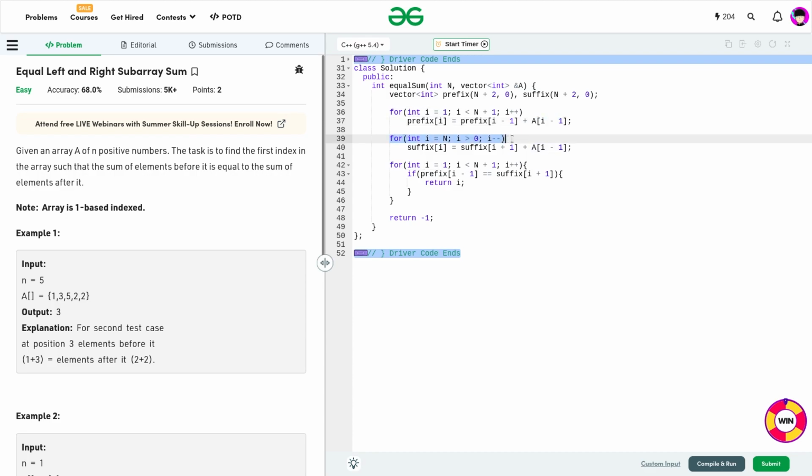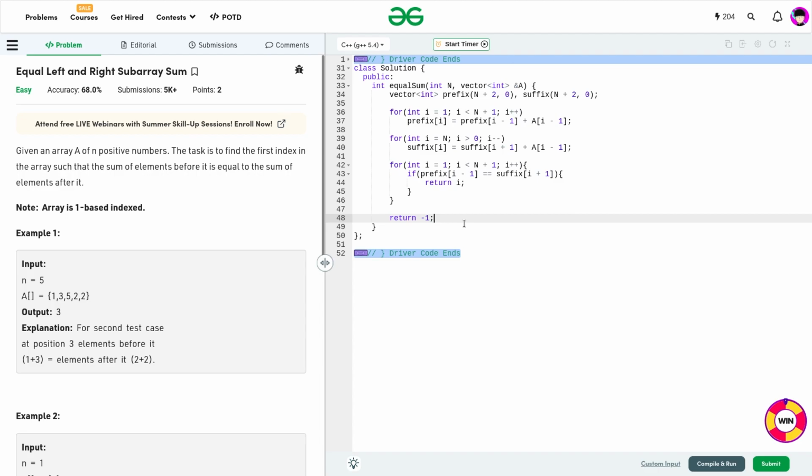Now again similarly from n to greater than 0, this is a for loop, and suffix of i would be equal to suffix of i plus 1 plus A of i minus 1. Again the same thing, the input array is not 1 based indexing. Now I just run a loop from 1 to less than n plus 1, that is from 1 to less than or equal to n, right? Whenever I see the first index where prefix of i minus 1 is equal to suffix of i plus 1, I just return the value of i, right? Otherwise, if I don't encounter this condition anywhere in the arrays, I can just return -1 at the end.